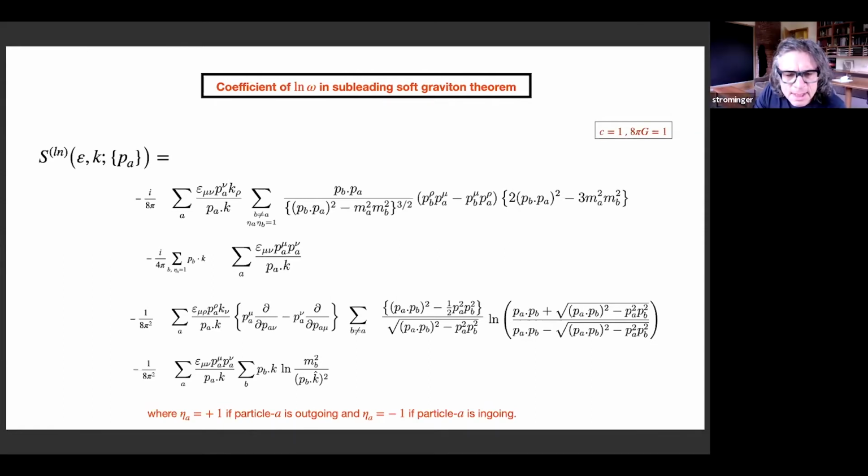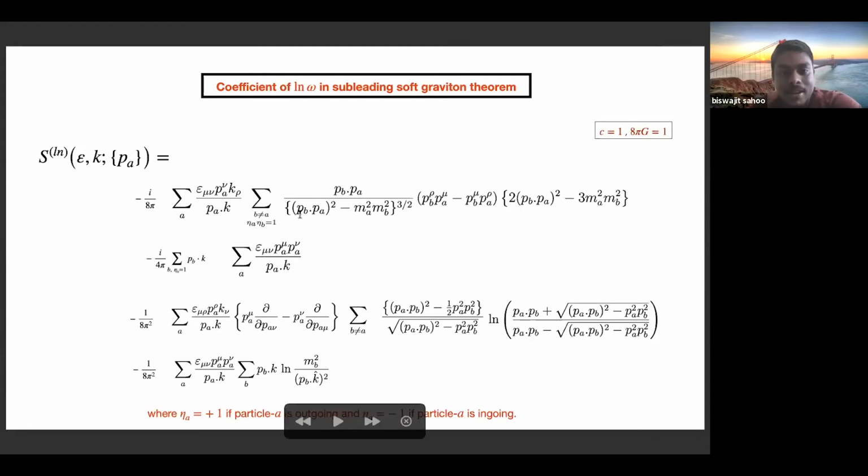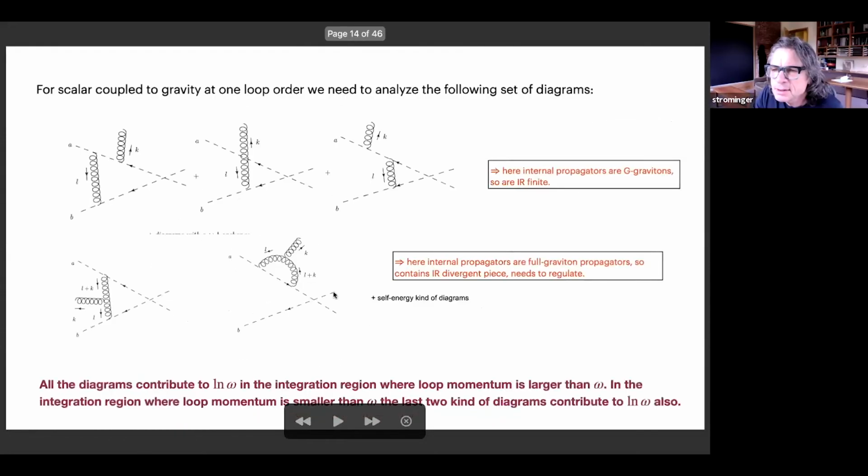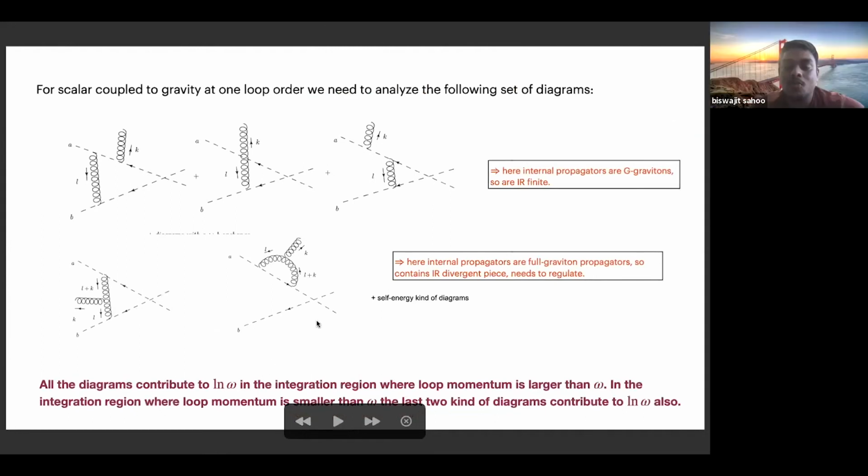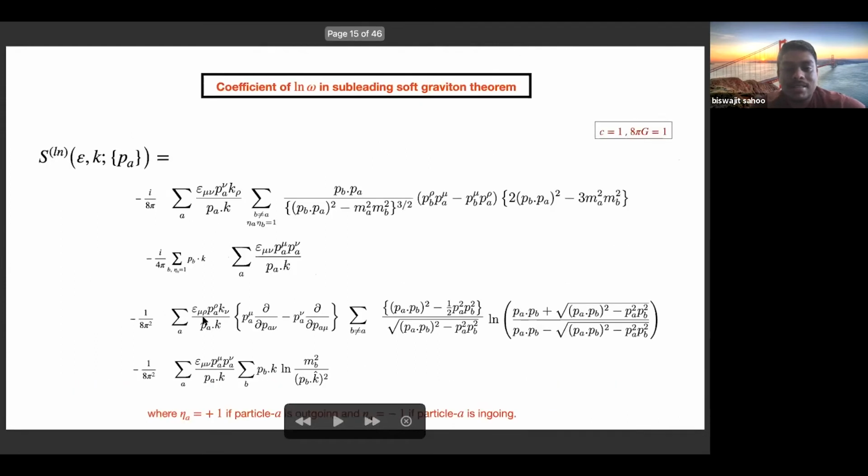I see. And the way you described it sounded like it had to do with infrared divergences, but I don't see an infrared cutoff in here. Is it log omega? Yeah, so let me explain. The terms in the second line and the fourth line are basically coming from these two kinds of diagrams when the loop momentum is smaller than omega and greater than the IR cutoff. So the log appears in the second and fourth line. These are basically not log omega, but log of omega r, if you call r the length of the IR cutoff.